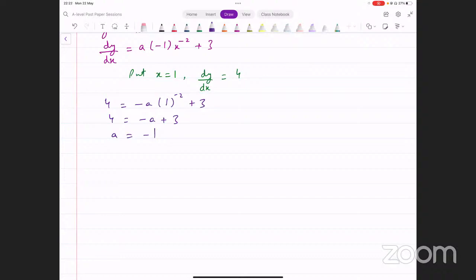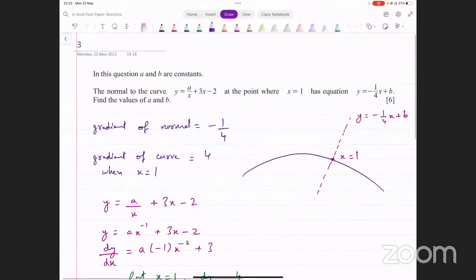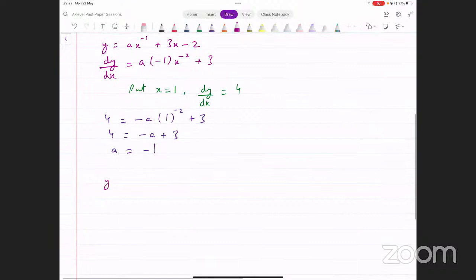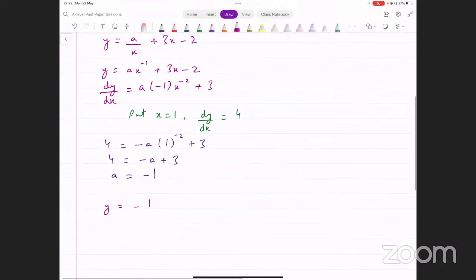A की value हमारे पास यहाँ से आ गई -1. ठीक है? So we have the value of a now, -1. Now the second thing that we're looking for is the value of b. How can we find that? How can we find the value of b from this? अब देखें जब a की value आ गई तो हमारे पास इस curve की equation आ चुकी है, right? Curve की equation क्या आ गई है? Let's write that down here. The curve's equation that we have now is y equals a over x, so that's -1 over x plus 3x minus 2. This is the equation of the curve that we have now.